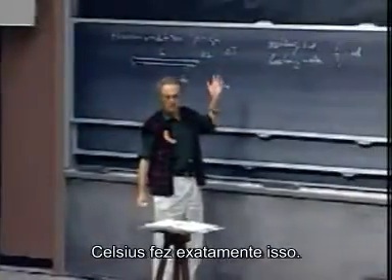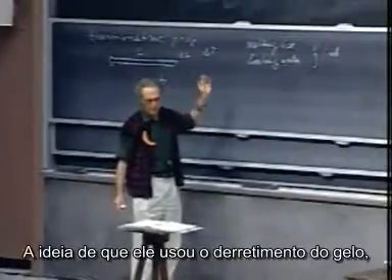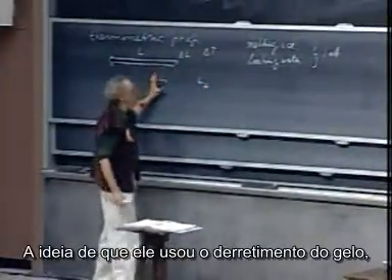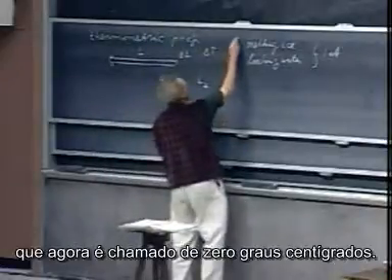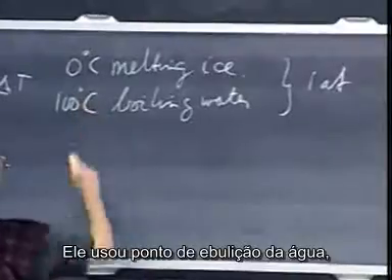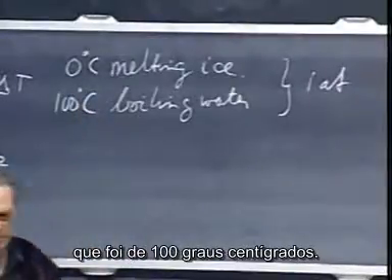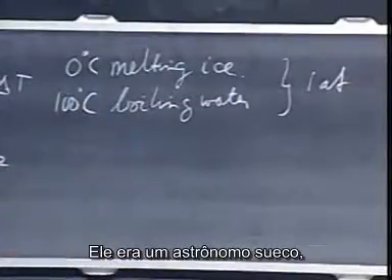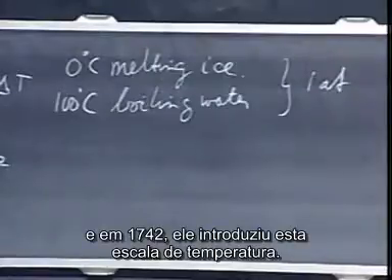Celsius did just that. He used melting ice, which is now called 0 degrees centigrade, and the boiling point of water, which was his 100 degrees centigrade. He was a Swedish astronomer who introduced this temperature scale in 1742.